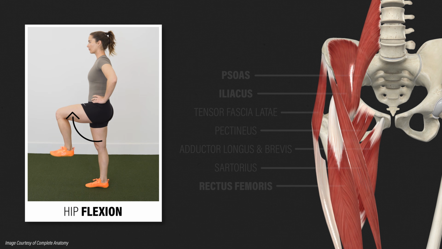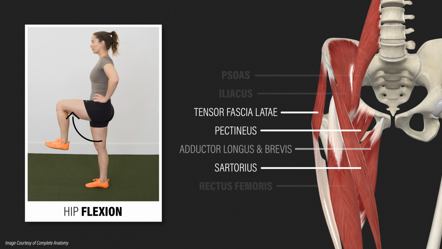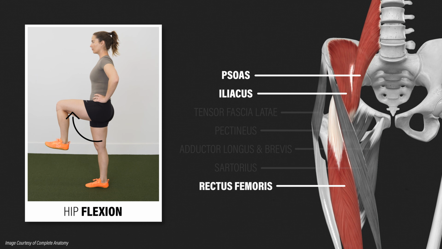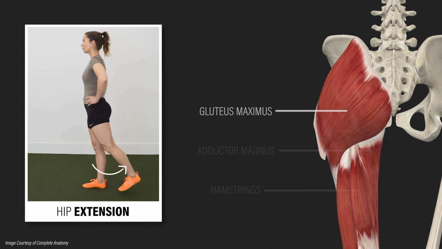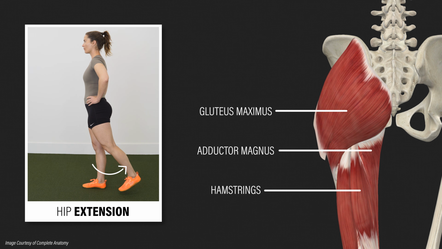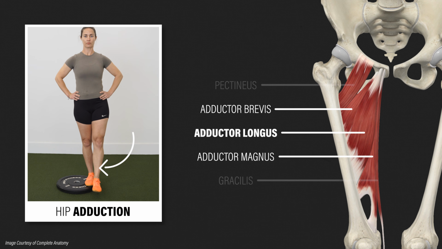Hip flexion is performed by several different muscles, including the tensor fasciae lata, sartorius, pectineus, and adductor longus and brevis. But for this video, I'll focus on the iliacus, psoas, and rectus femoris. Hip extension is primarily performed by the gluteus maximus, hamstrings, and adductor magnus. Hip adduction, or moving your thigh toward the midline of your body, is performed by the adductors, as well as the pectineus and gracilis muscles.